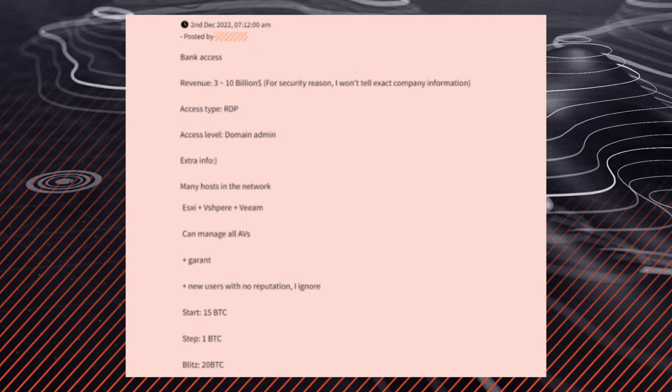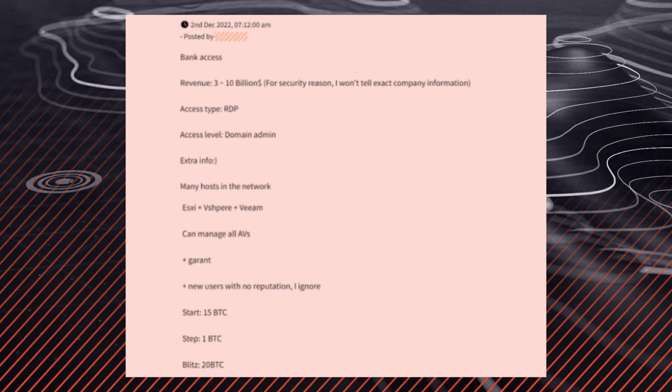The middle bit is what type of access you're going to get if you buy this. You're going to get domain admin via RDP, and they also give you a bit more information around the technology inside the enterprise itself: ESXi, vSphere, and Veeam. So they're reliant on virtual machines, and Veeam is going to be the backup system. If you are an attacker, you know what you're working with before you even set foot in the environment.